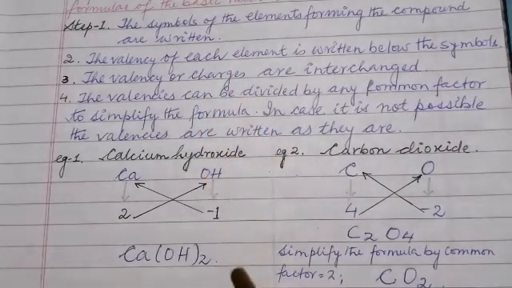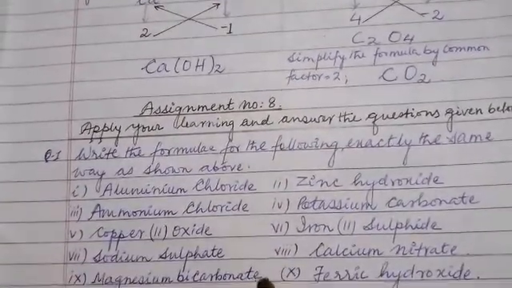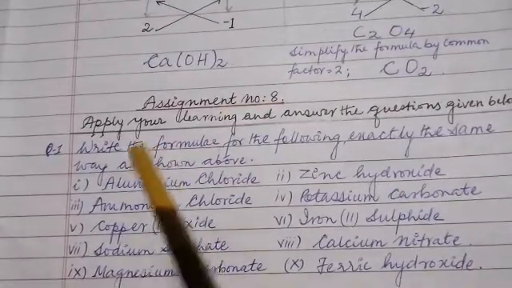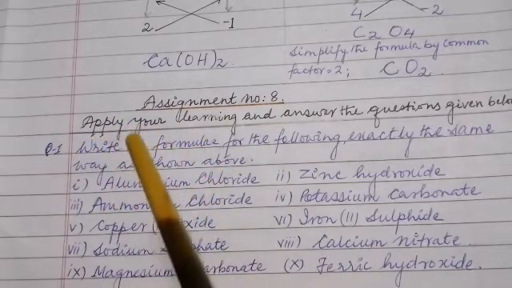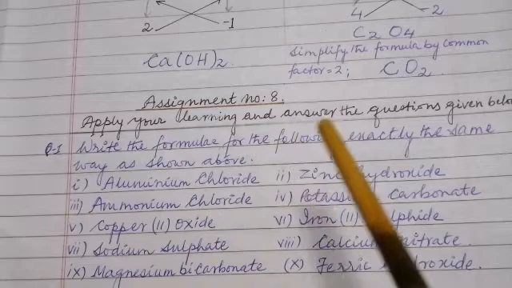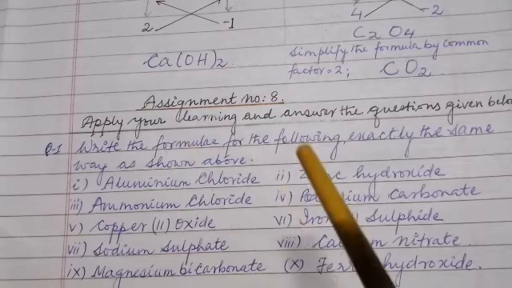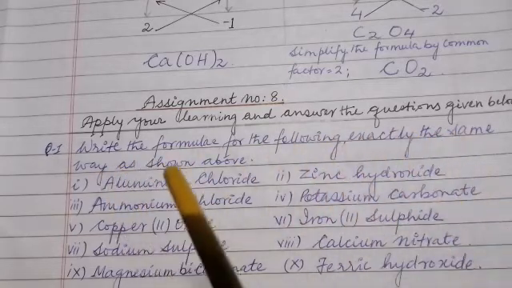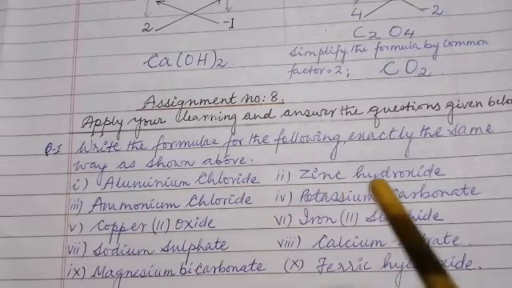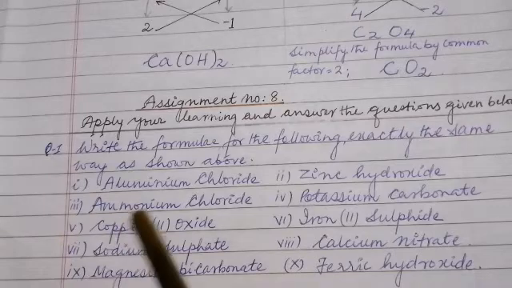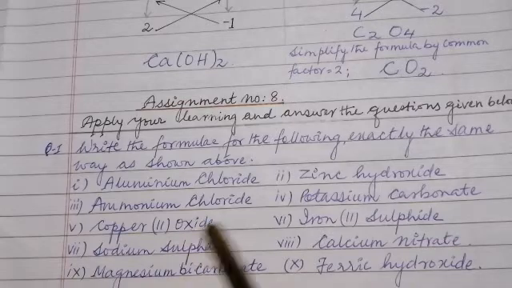Now you have assignment 8. Assignment 8 is based on whatever I have taught you today and day before yesterday. Apply your learning and answer the questions given below. Question number 1. Write the formulae for the following exactly the same way as shown above. Number 1, aluminium chloride. Number 2, zinc hydroxide. Number 3, ammonium chloride. 4, potassium carbonate. Number 5, copper 2 oxide.